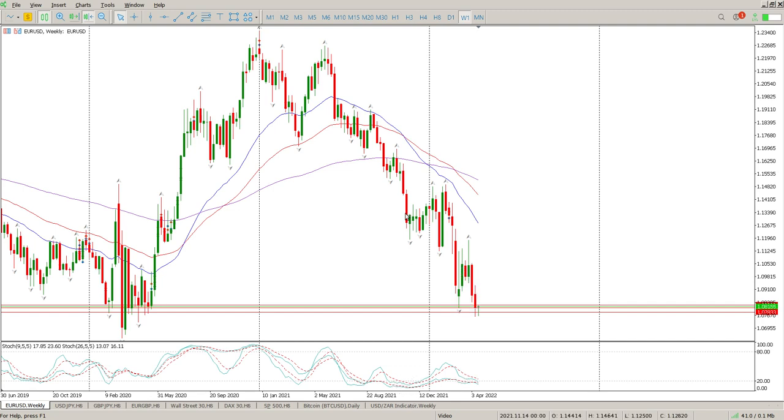divergences here. So you can see price making lower lows. Look at the divergences forming here. So if you look at it on the weekly, you definitely have some sort of a wedge forming. There it is there. And that's a bullish wedge.